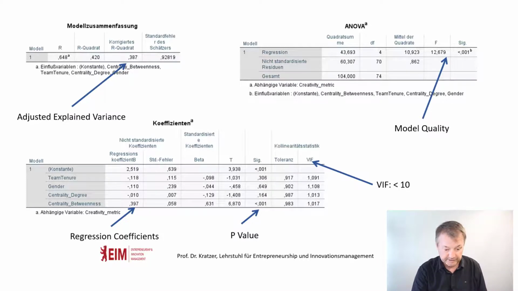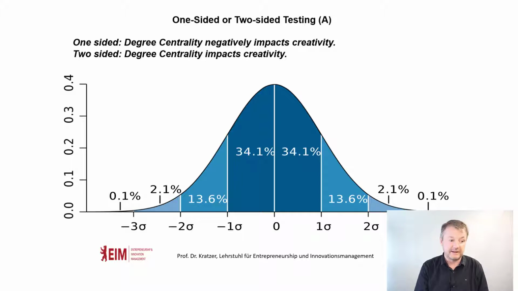What does it explain? When we take our two hypotheses, saying that degree centrality negatively impacts creativity, that would be one-sided, because we indicate that it's negative. The hypothesis could also be that degree centrality impacts creativity. That would be two-sided. In our case, it's one-sided.